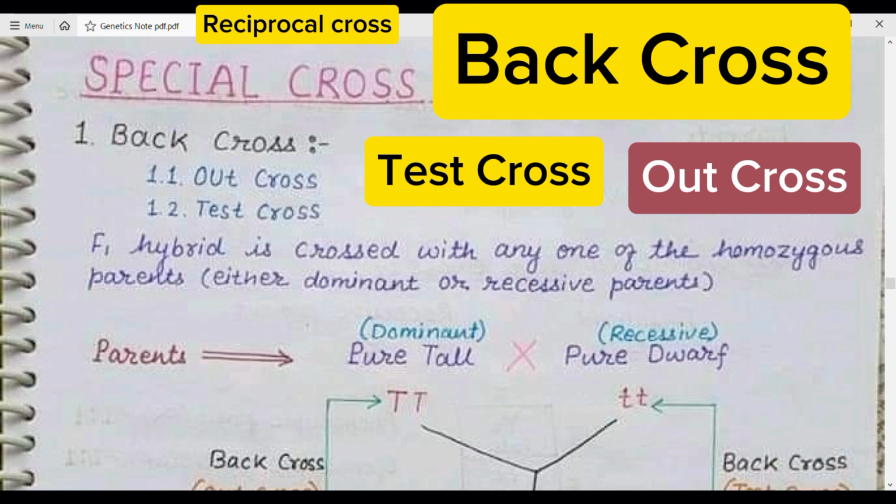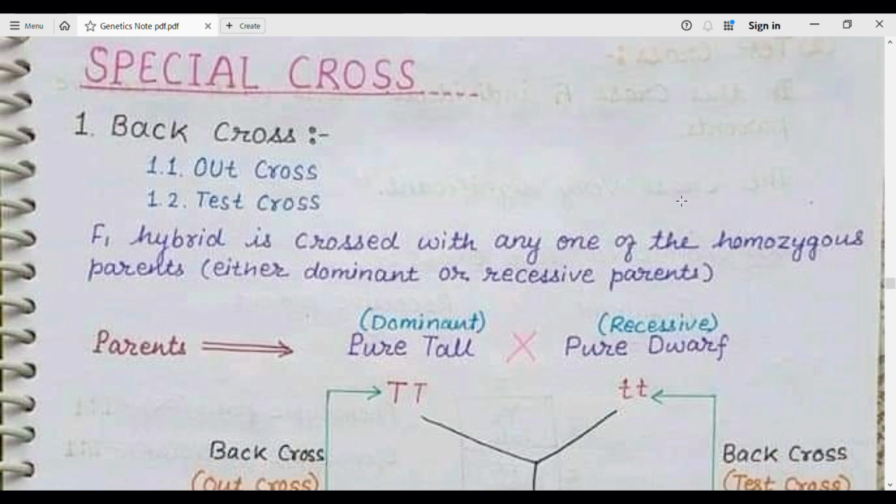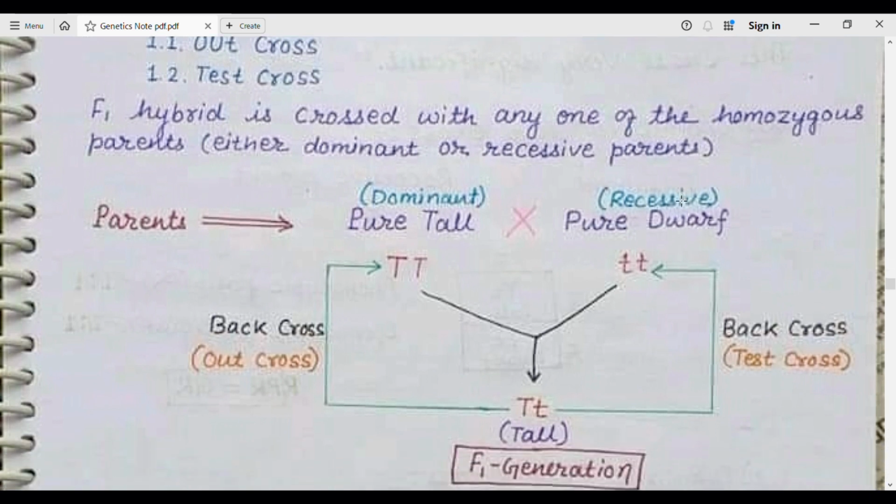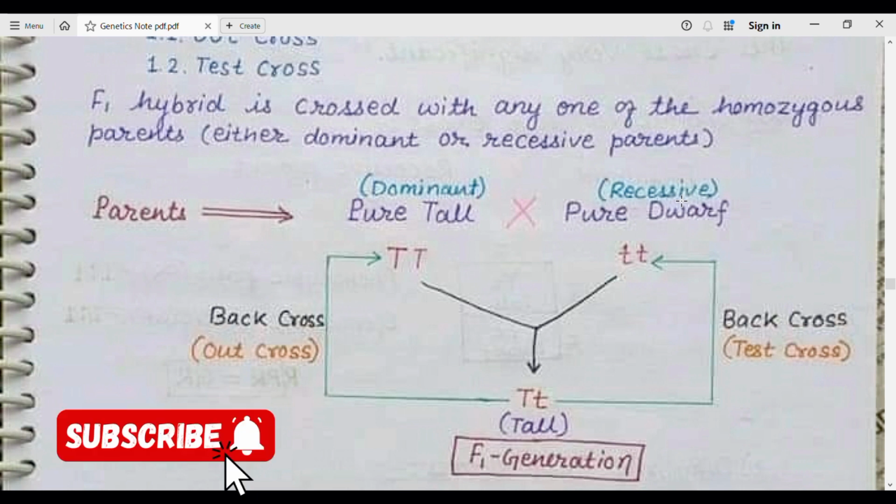The crossing of one individual with their parents is simply known as back cross. Or if one hybrid is crossed with any one of the homozygous parents, either dominant or recessive parent, it is called back cross. For example, these are the parents. One is dominant and the other is recessive. One is pure tall and the other is pure dwarf, having this genotype. Then the offspring produced is tall. So if this individual is crossed either with pure dwarf or with pure tall, then this procedure is known as a back cross.